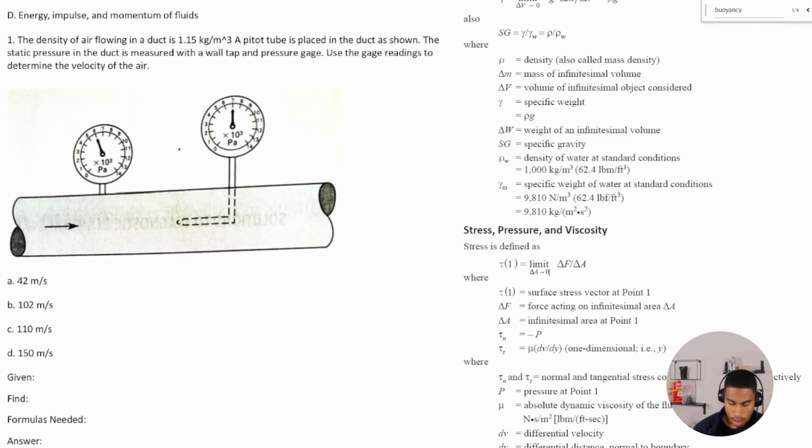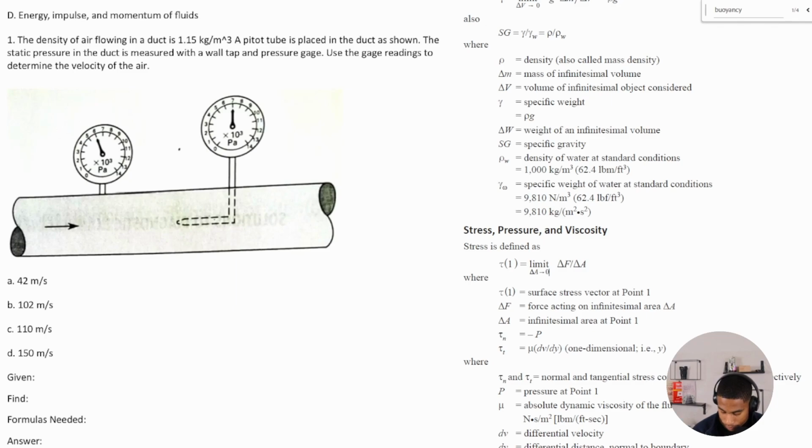So number one says, the density of air flowing in a duct is 1.15 kilogram per meter cubed. A Pitot tube is placed in the duct as shown. The static pressure in the duct is measured in a wall tap and pressure gauge. Use the gauge readings to determine the velocity of the air.